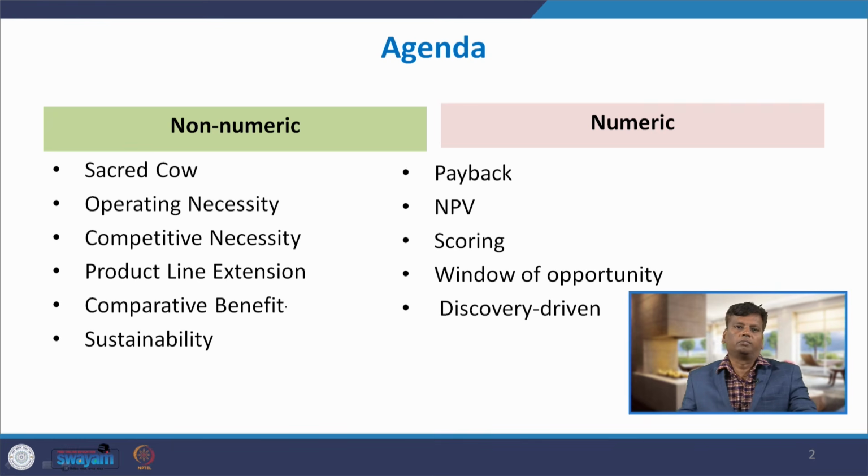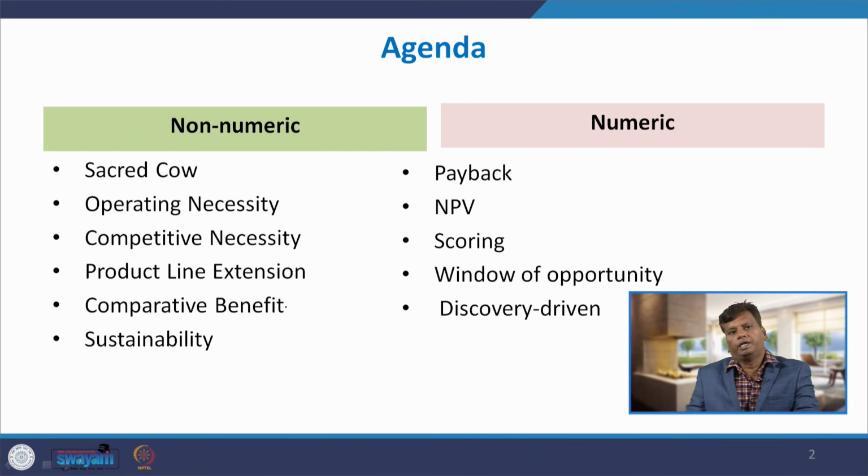In the non-numeric methods, I am going to discuss six methodologies for choosing a project. One is sacred cow, then operating necessity, then competitive necessity, product line extension, comparative benefit and sustainability. In the numeric methods, I am going to discuss the payback period method, net present value method, scoring method, window of opportunity method and discovery driven method.